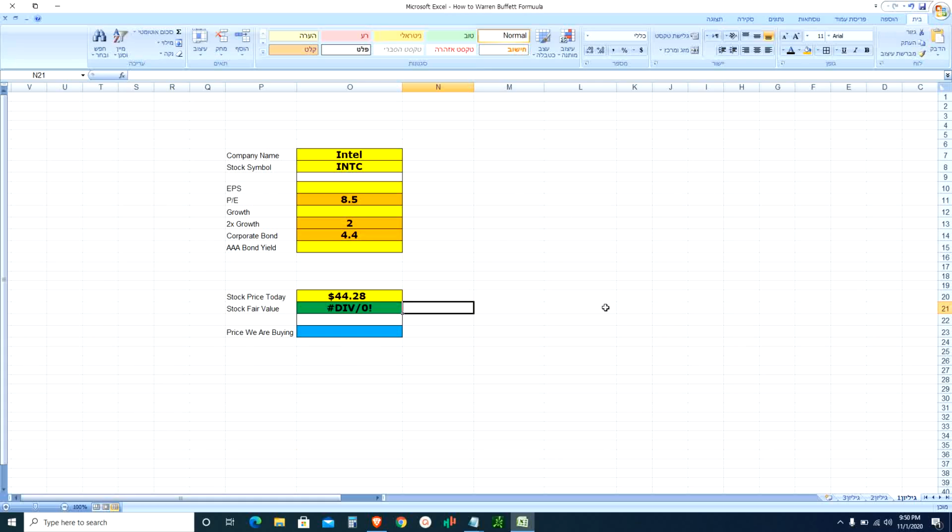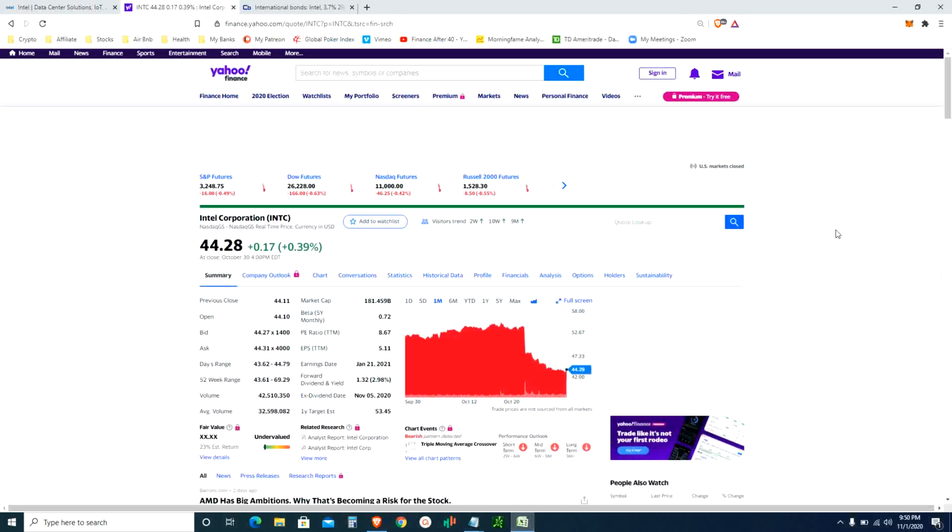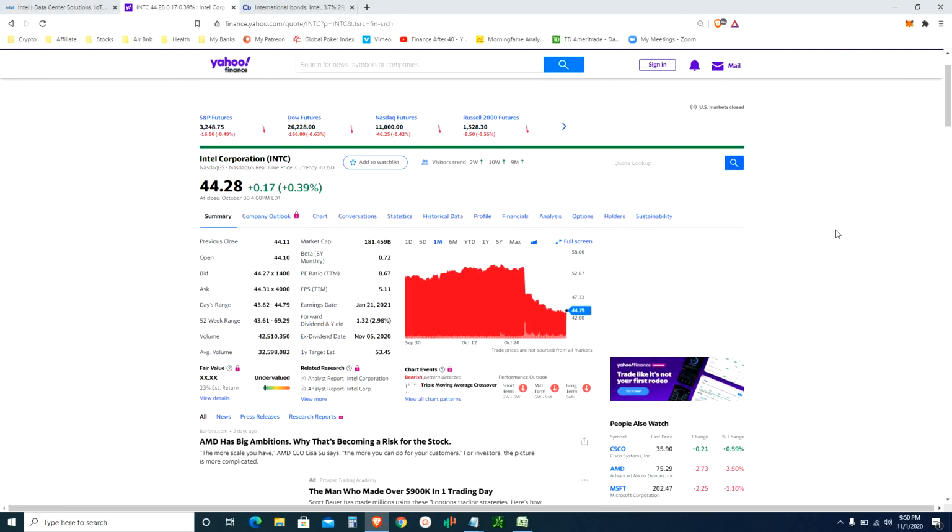Here we go. We got Intel, company name, ticker symbol INTC. First thing that we need to fill out is the EPS, earning per share. In order to do that, we're gonna go back to Yahoo Finance. And earning per share we have in the home page of Intel. This column right here, EPS, earning per share, and TTM. If you guys don't know what it means, trailing 12 months.